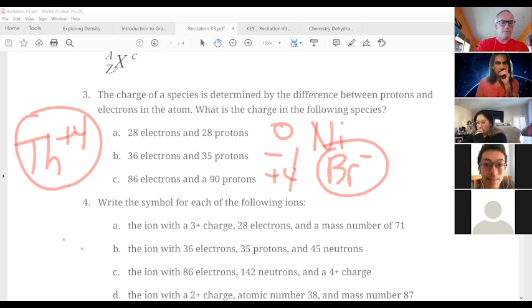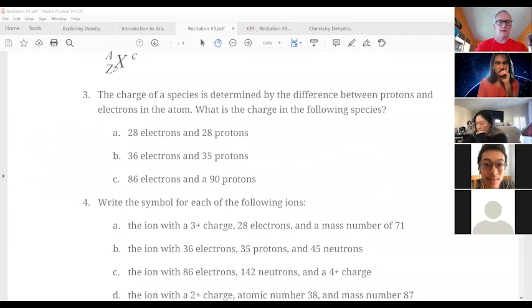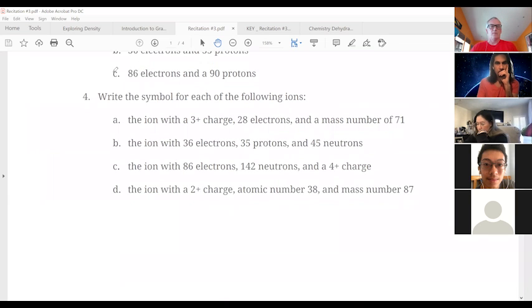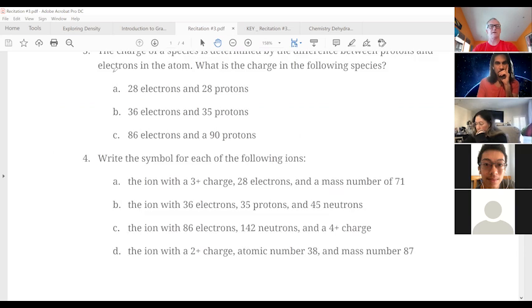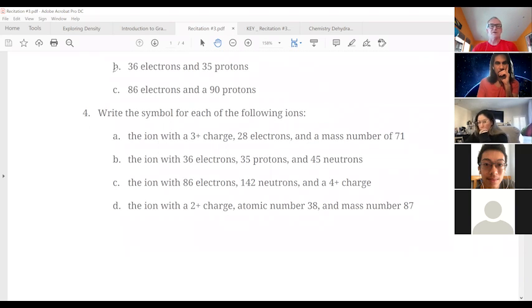Let's go down to 4, clear these. So we have an ion with a +2 charge, atomic number, let's go to 4A. So now we're going to write the whole symbol. So we have an ion, has a +3 charge, 28 electrons, and it has a mass number of 71. So how do we figure out what element that is? If it has a charge of 3+, that means it has 31 protons. That's right. So what element is that?